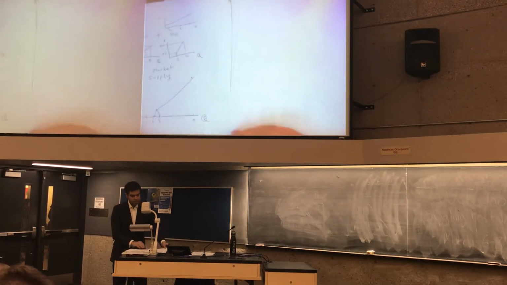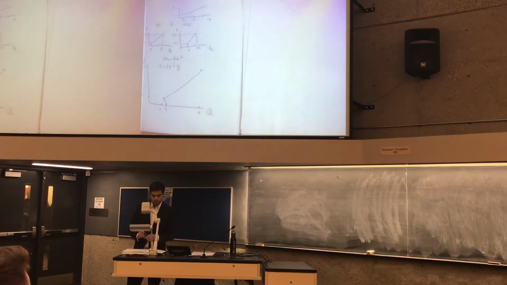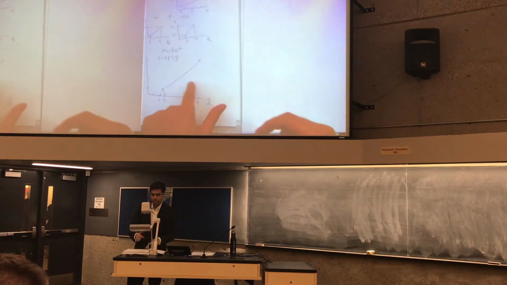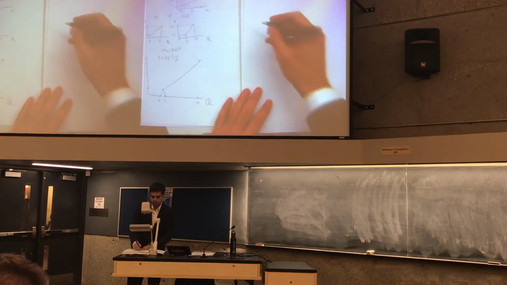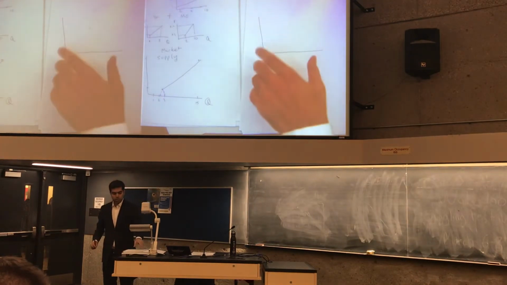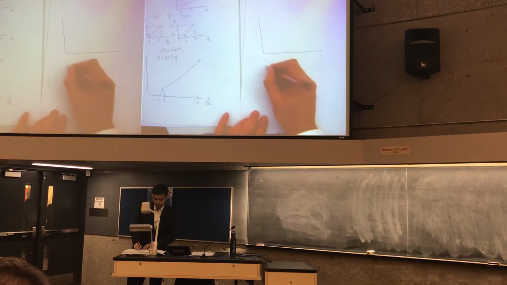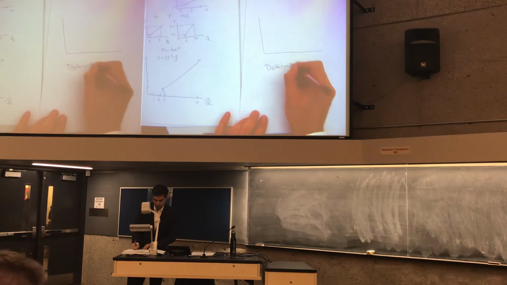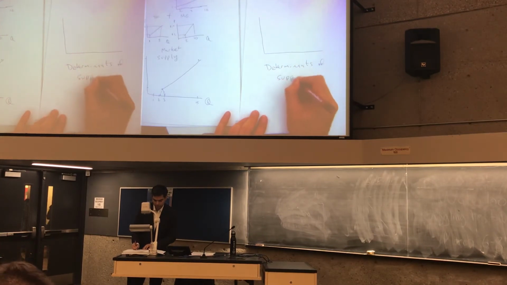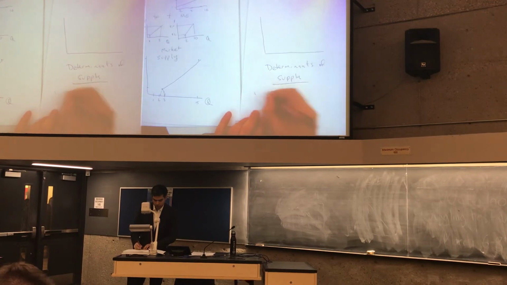So let's talk about more reasons that determine the shape of the supply curve. We already said, we call these determinants of supply. So the first one is number of sellers.